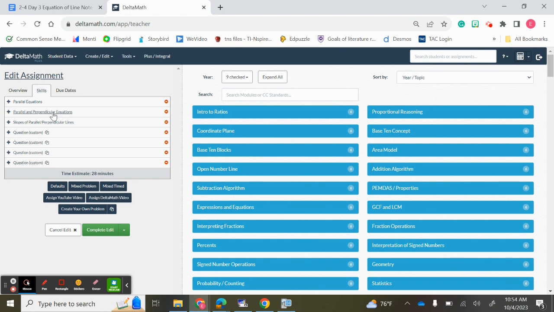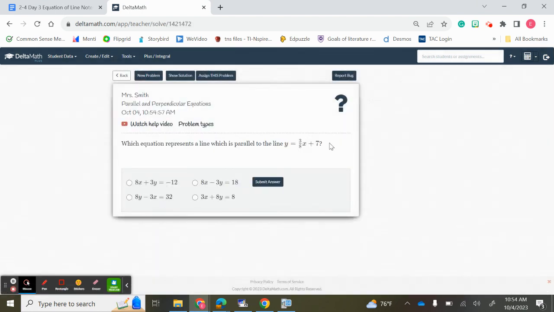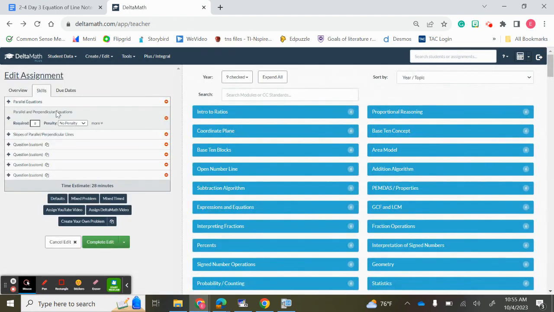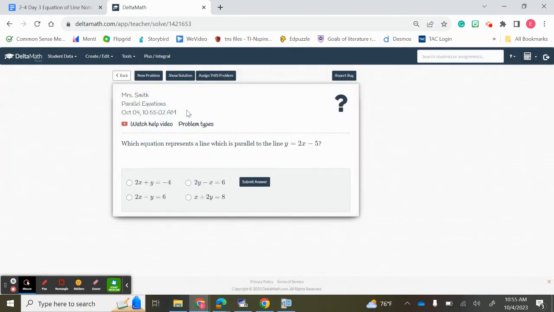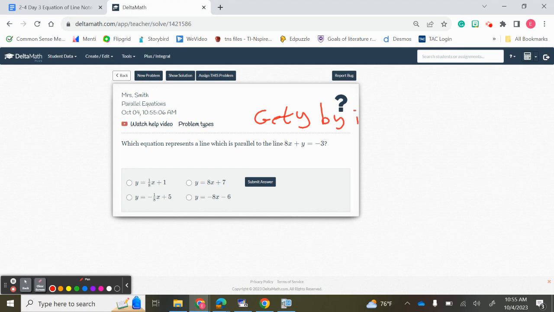All right, let's take a look. I'm going to do one example right here. New problem. Here is one. Which equation represents a line which is parallel to 8x plus y equals -3? So our goal here is get y by itself, okay? So if I take this, I'm going to subtract 8x from each side. That'll leave me with y equals -8x minus 3.